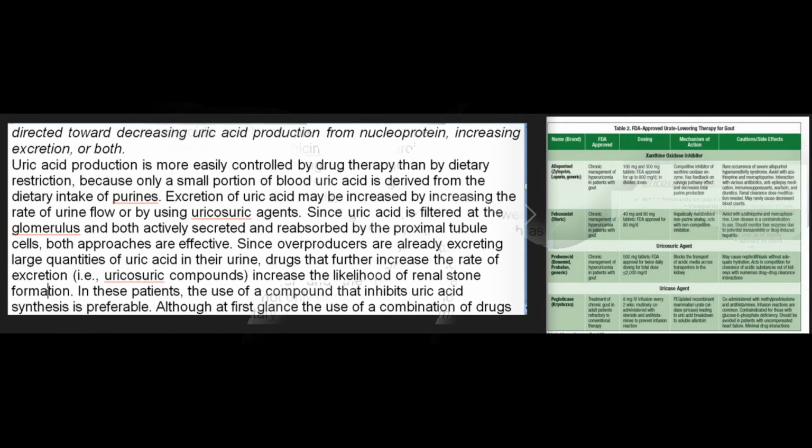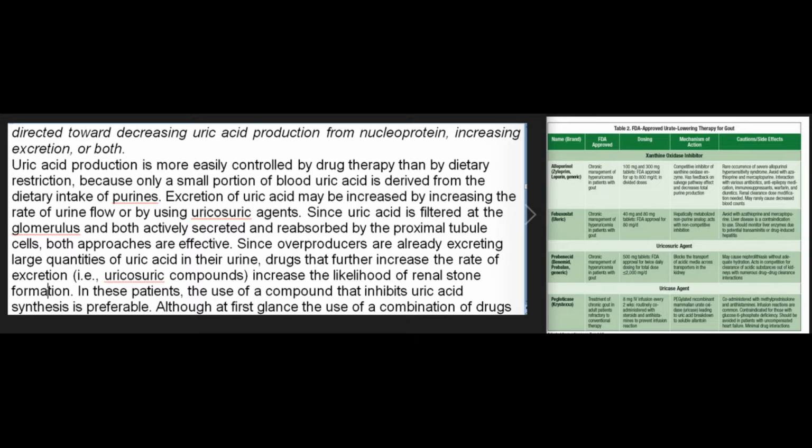Long-term treatment is directed toward decreasing uric acid production from nucleoprotein, increasing excretion, or both. Uric acid production is more easily controlled by drug therapy than by dietary restriction, because only a small portion of blood uric acid is derived from the dietary intake of purines. Excretion of uric acid may be increased by increasing the rate of urine flow or by using uricosuric agents.